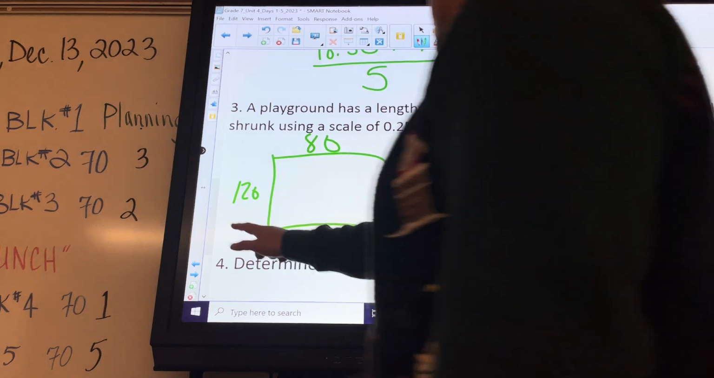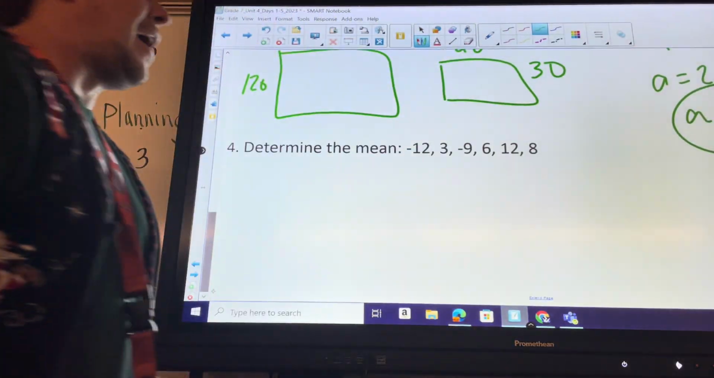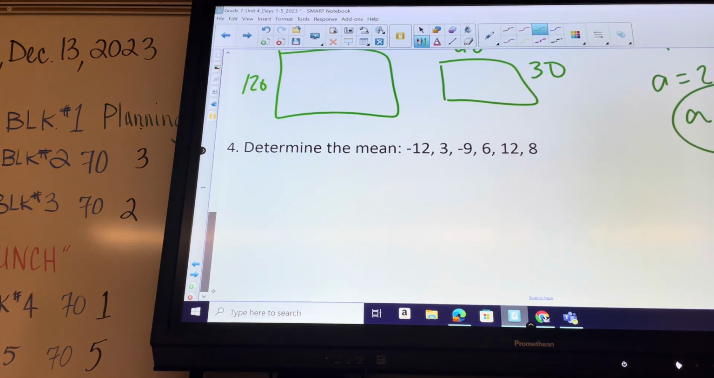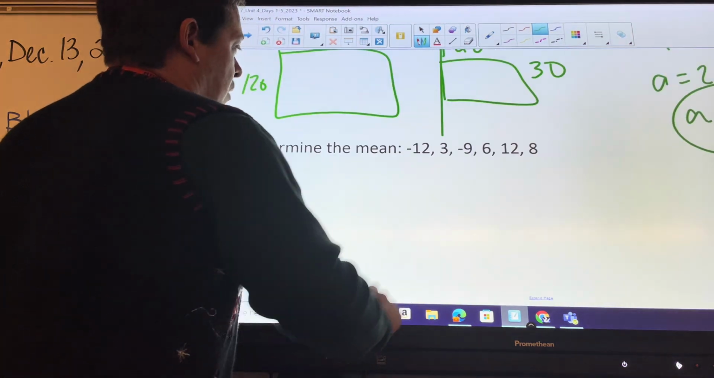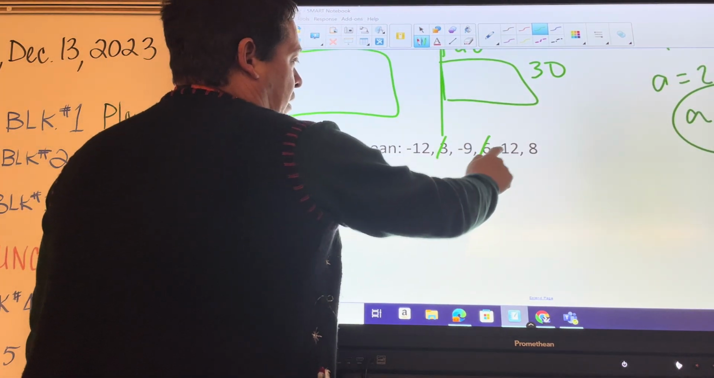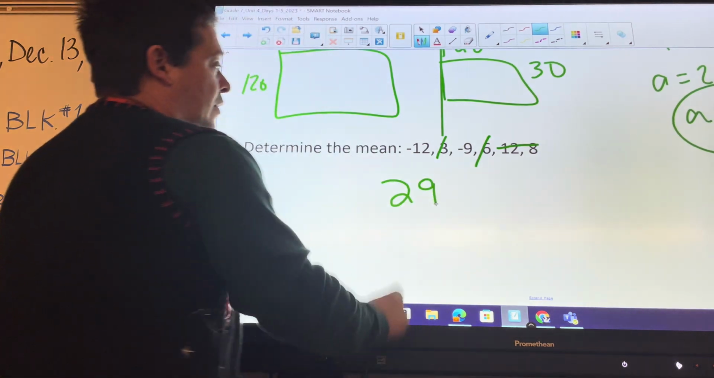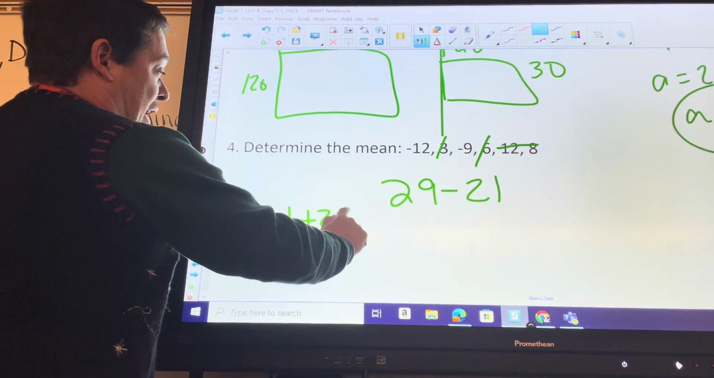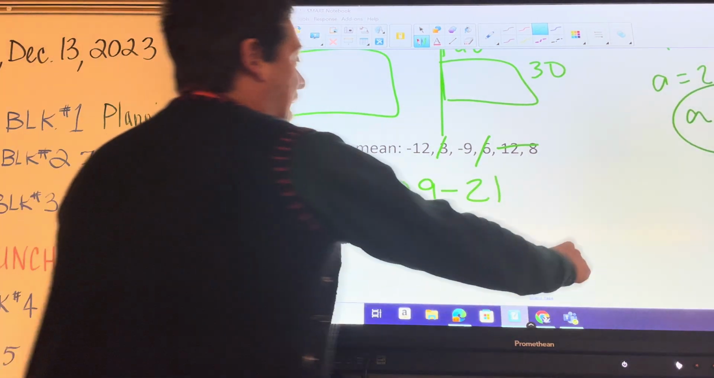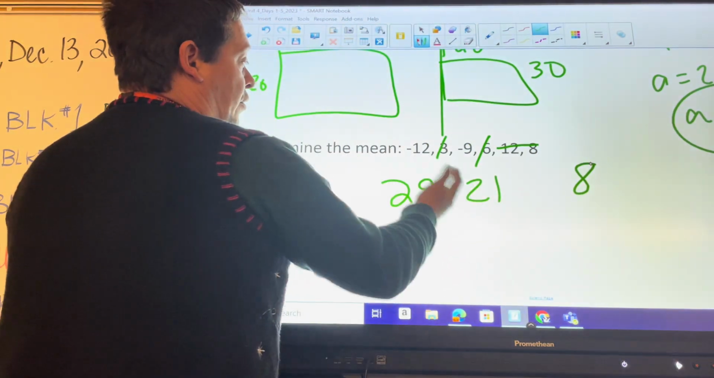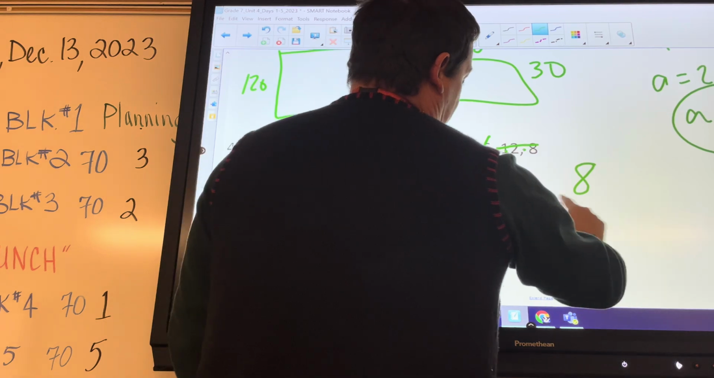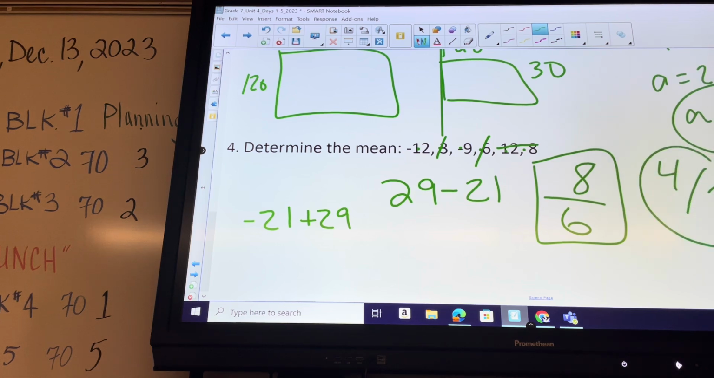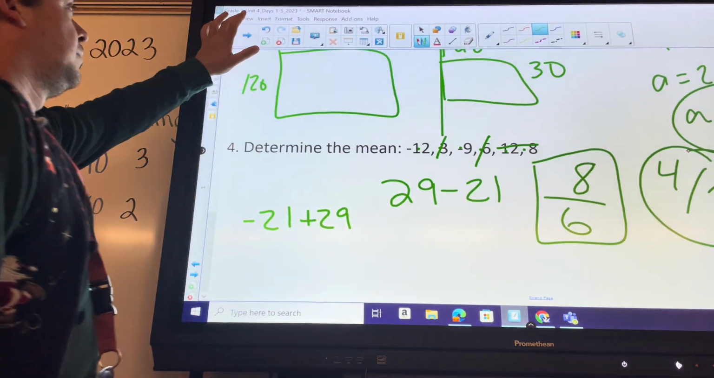Number 4 says determine the mean. Mean is when you add them up and divide by how many there are. The best strategy for this is to first put all of the positives together. So 3 plus 6 is 9, plus 20, that's 29. The negatives is 21, so 29 minus 21, or negative 21 plus 29, it's the same thing. You have 8 positives left over, and then all you're going to do is divide by 1, 2, 3, 4, 5, 6. So 8 over 6 is a perfectly acceptable answer. If you simplified it, it would be 4 over 3, which is also a perfectly acceptable answer.